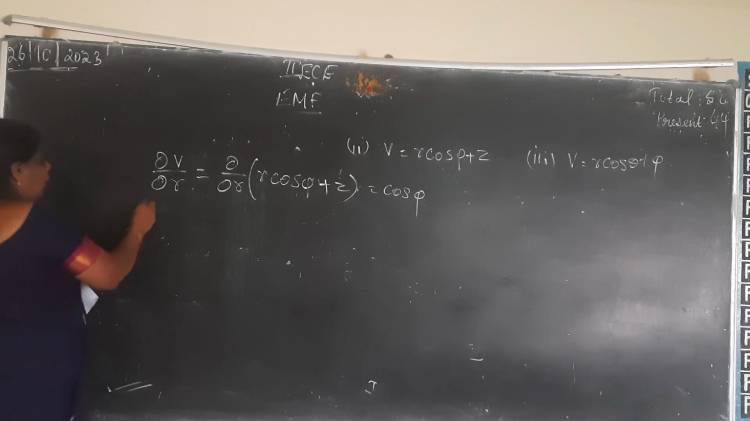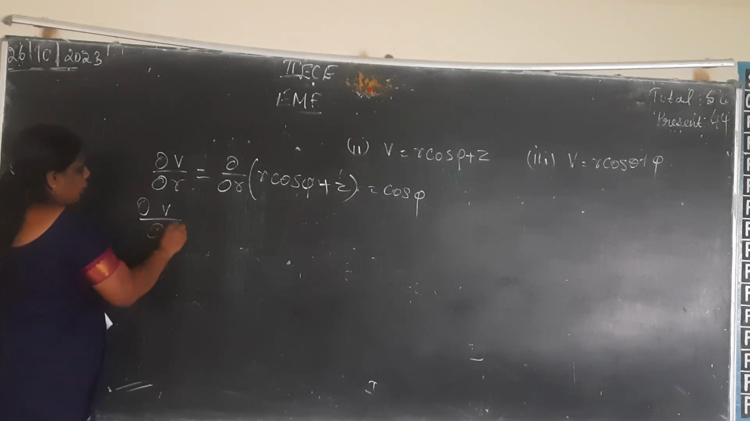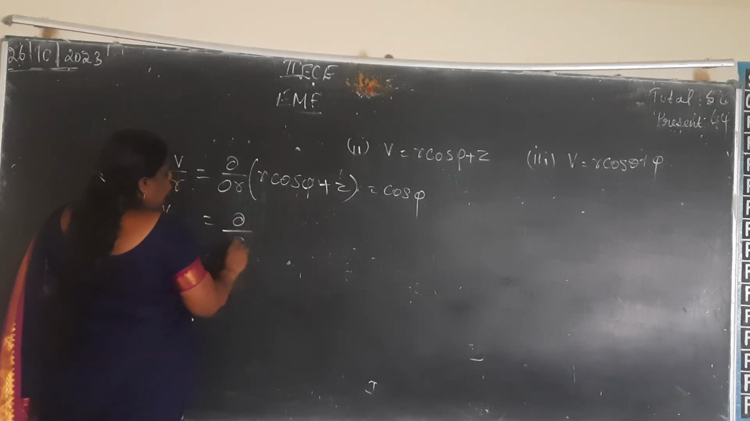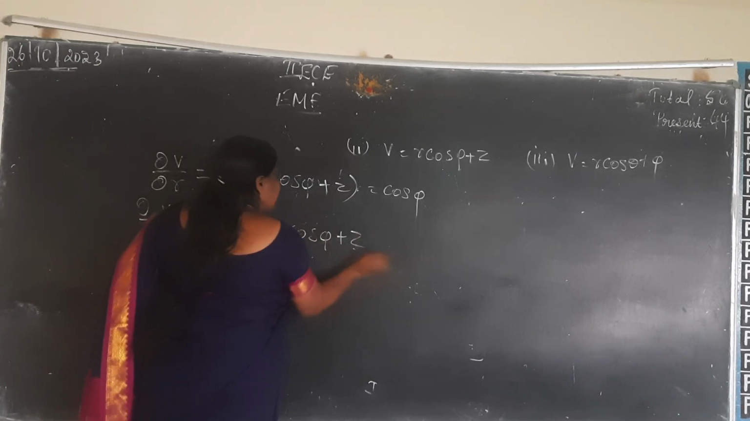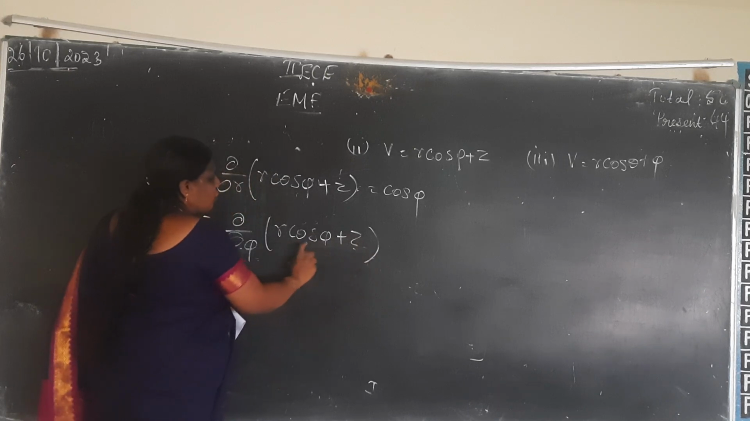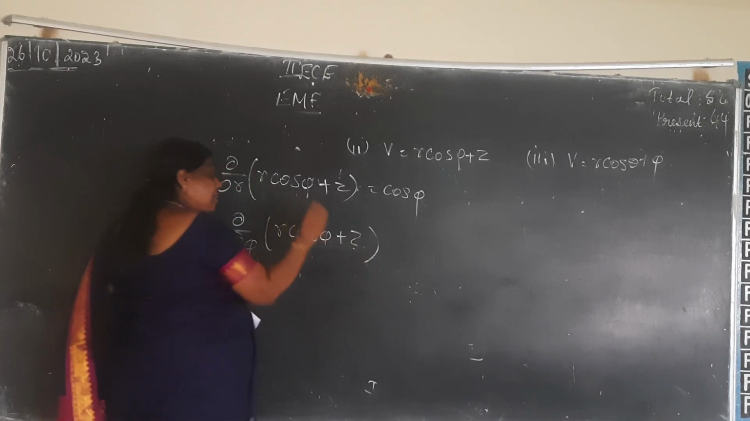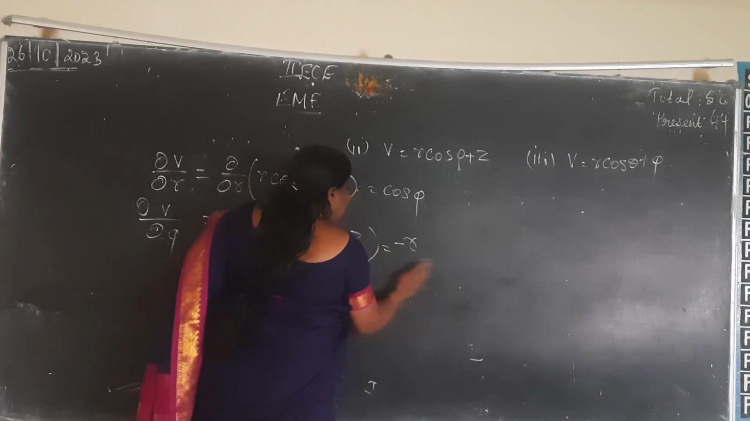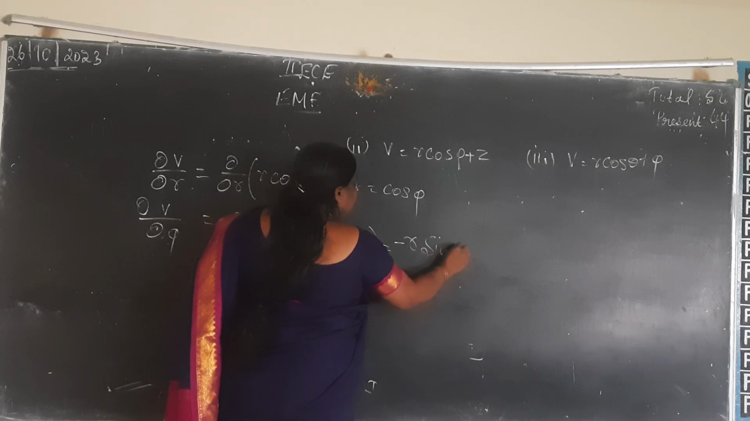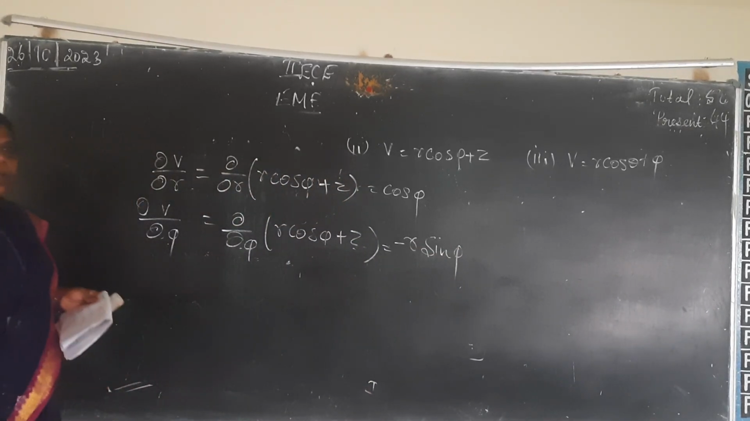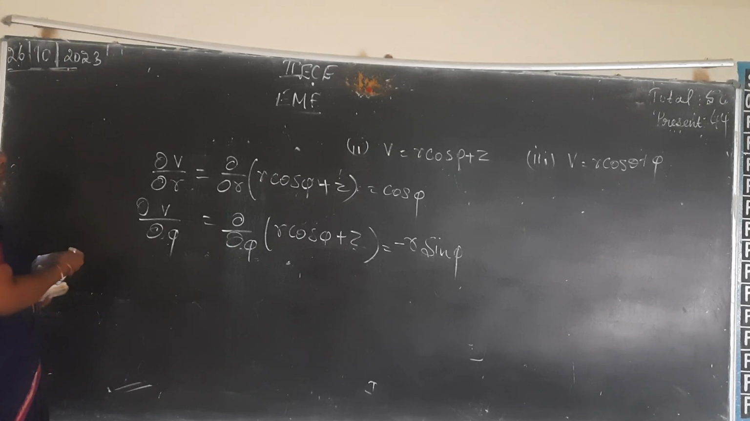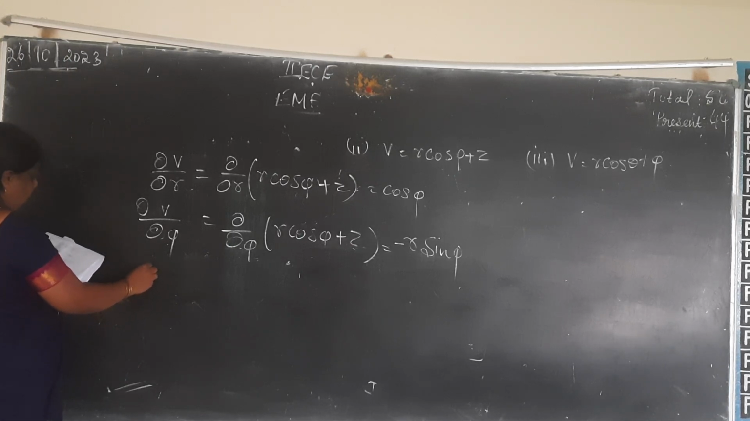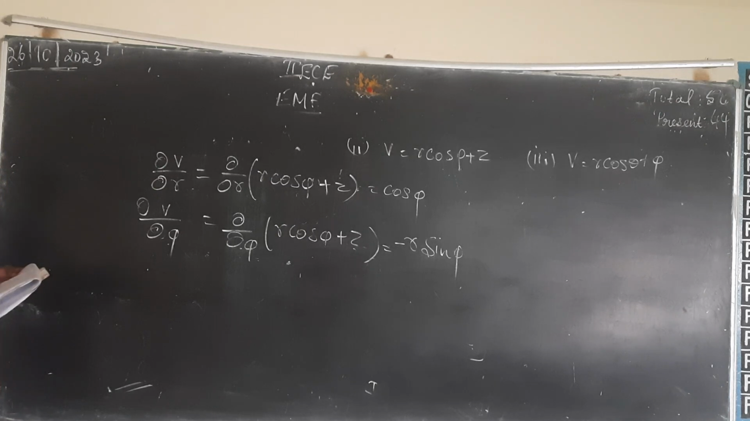Next, dou V by dou phi of R cos phi plus Z. So what will be the term inside? Cos phi with a minus sign, so it is minus R sin phi. Clear? Following? Right. The last term, what do we have? Take the differential.